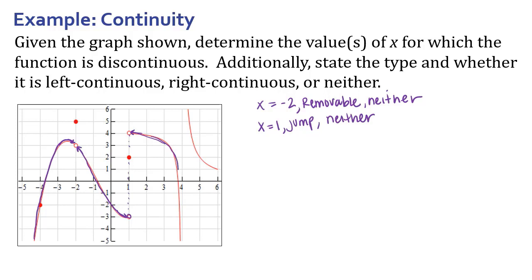And then going down to 4 is when I'm going to run into my issues, because we've got a vertical asymptote there. So at x equals 4, there's a problem, and this is going to be an infinite discontinuity. And again, this is neither, because f of 4 is not even defined.